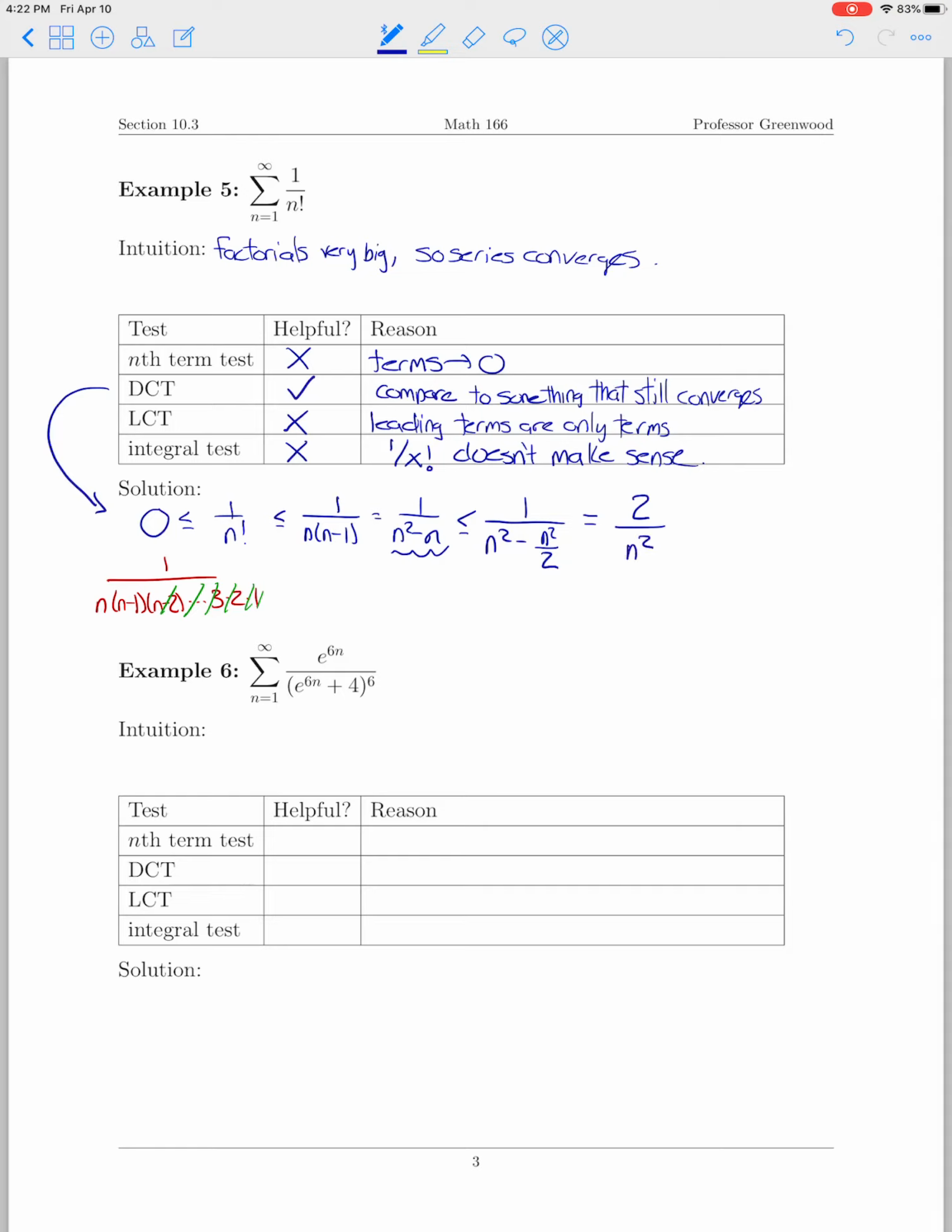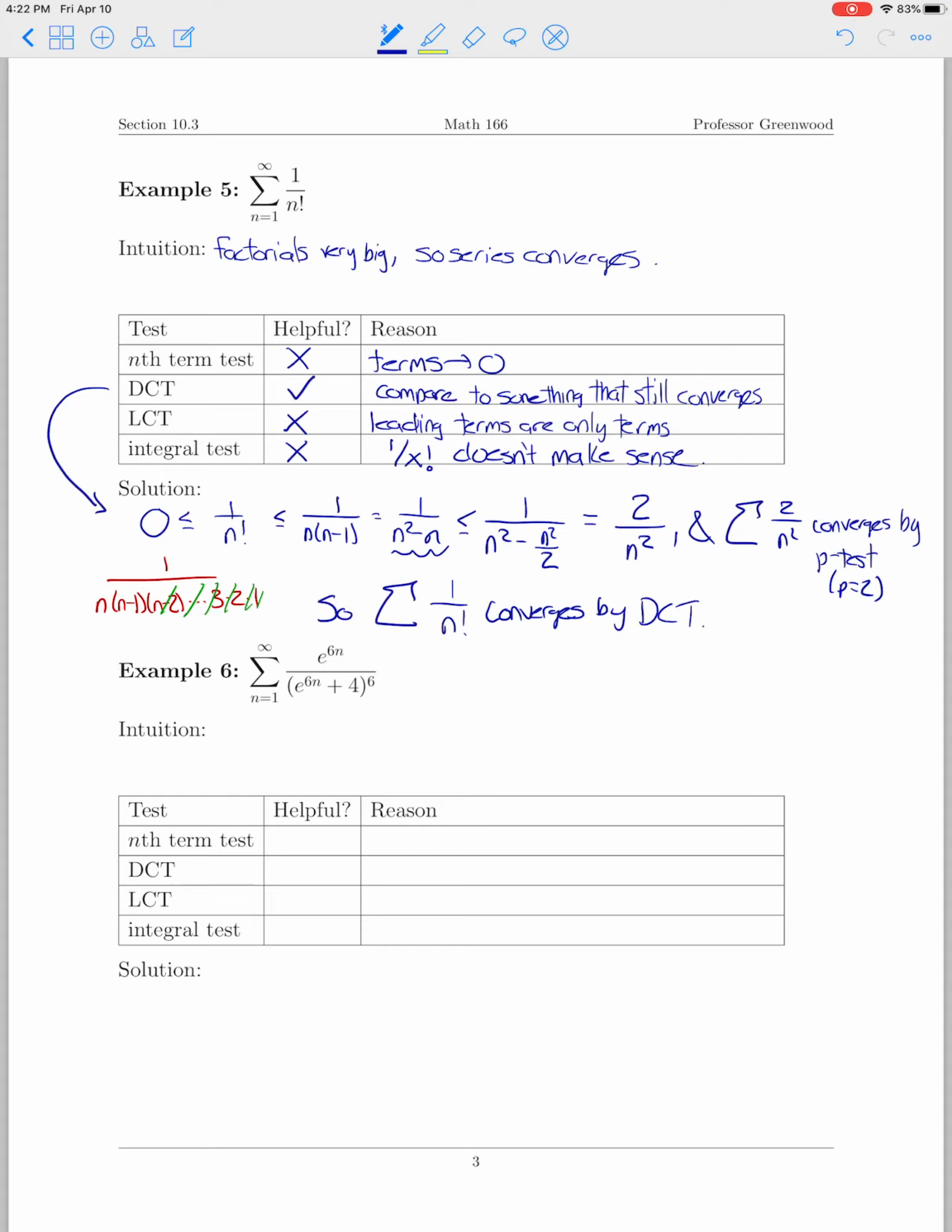This would end up being equal to 2 over n squared. Then we know that the sum of 2 over n squared converges by the p-test, because p is equal to 2 in this case. And so that implies that the sum of 1 over n factorial converges by direct comparison.